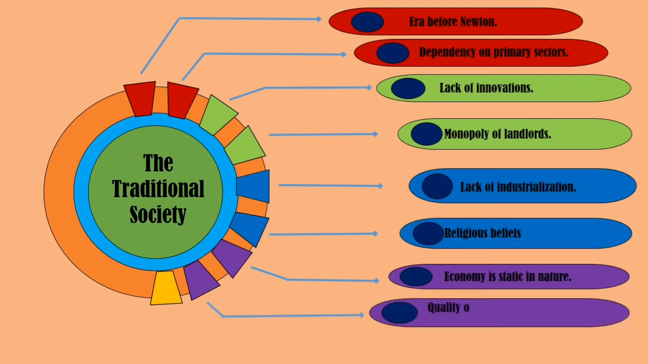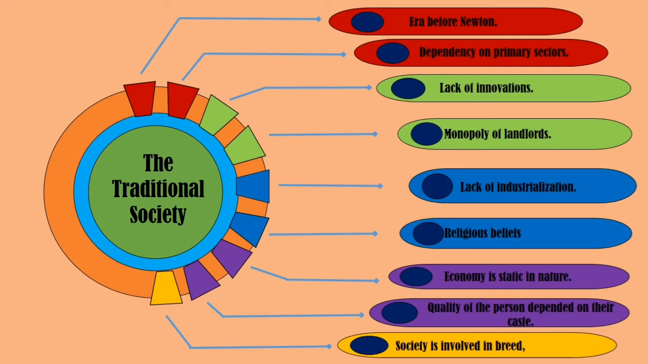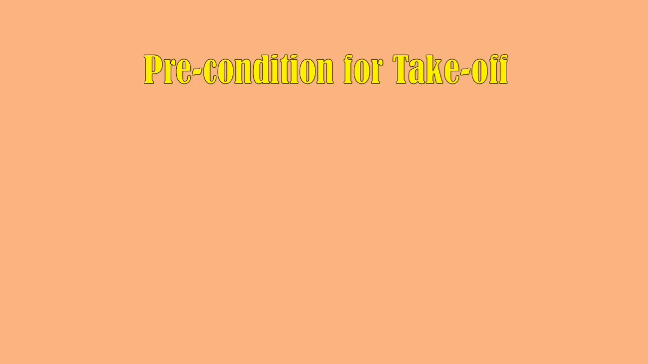The quality of a person depended on their caste, so the caste system was part of the society. There was backwardness in development, and society was involved in breed, caste, and family. So that was the traditional society as described by Rostow in his theory.